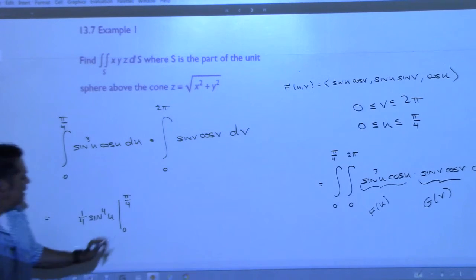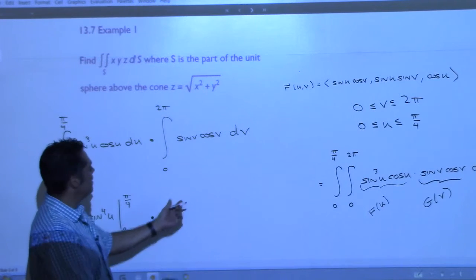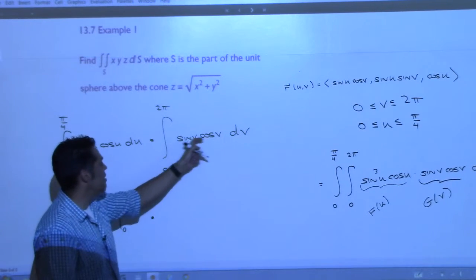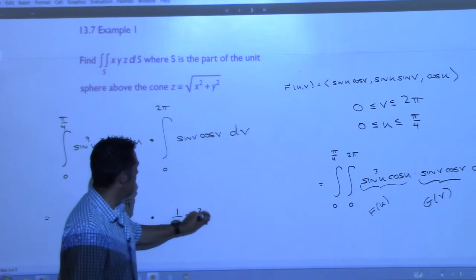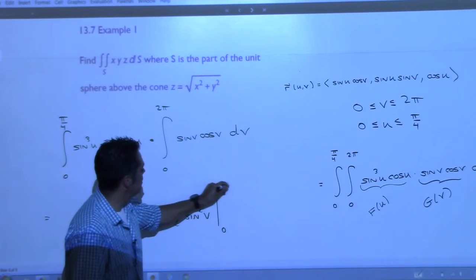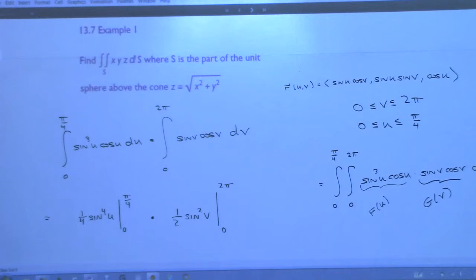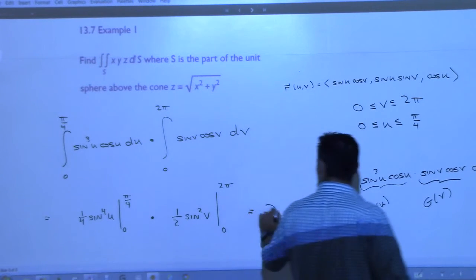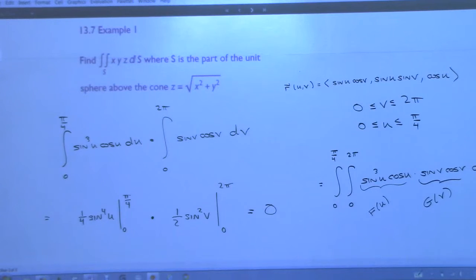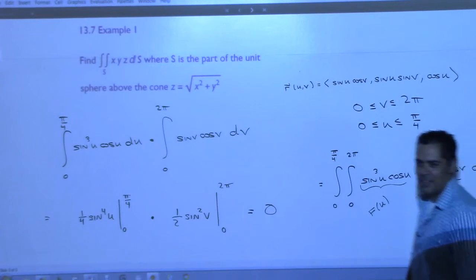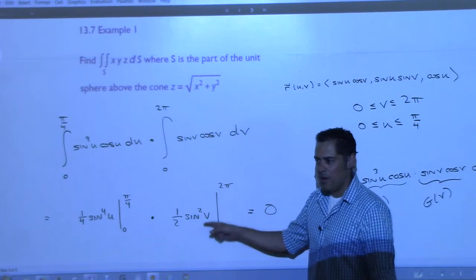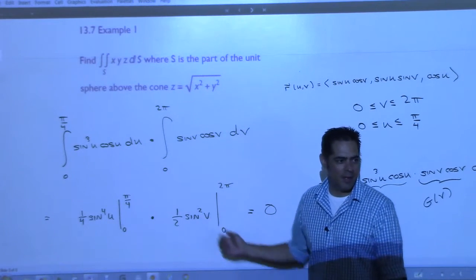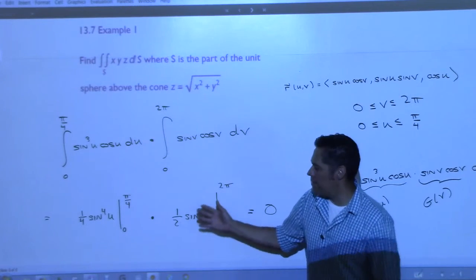Okay, that one's that. And then times, this one is the same exact thing. I'm going to use that for my w substitution, and there's the derivative of it. So that just becomes 1/2 sine squared v, evaluated 0 to 2 pi. The answer is 0. That's kind of a sucky thing that just happened there. It's 0 because sine of 2 pi is 0, and sine of 0 is 0. So we wind up getting 0 right here, and then times that.